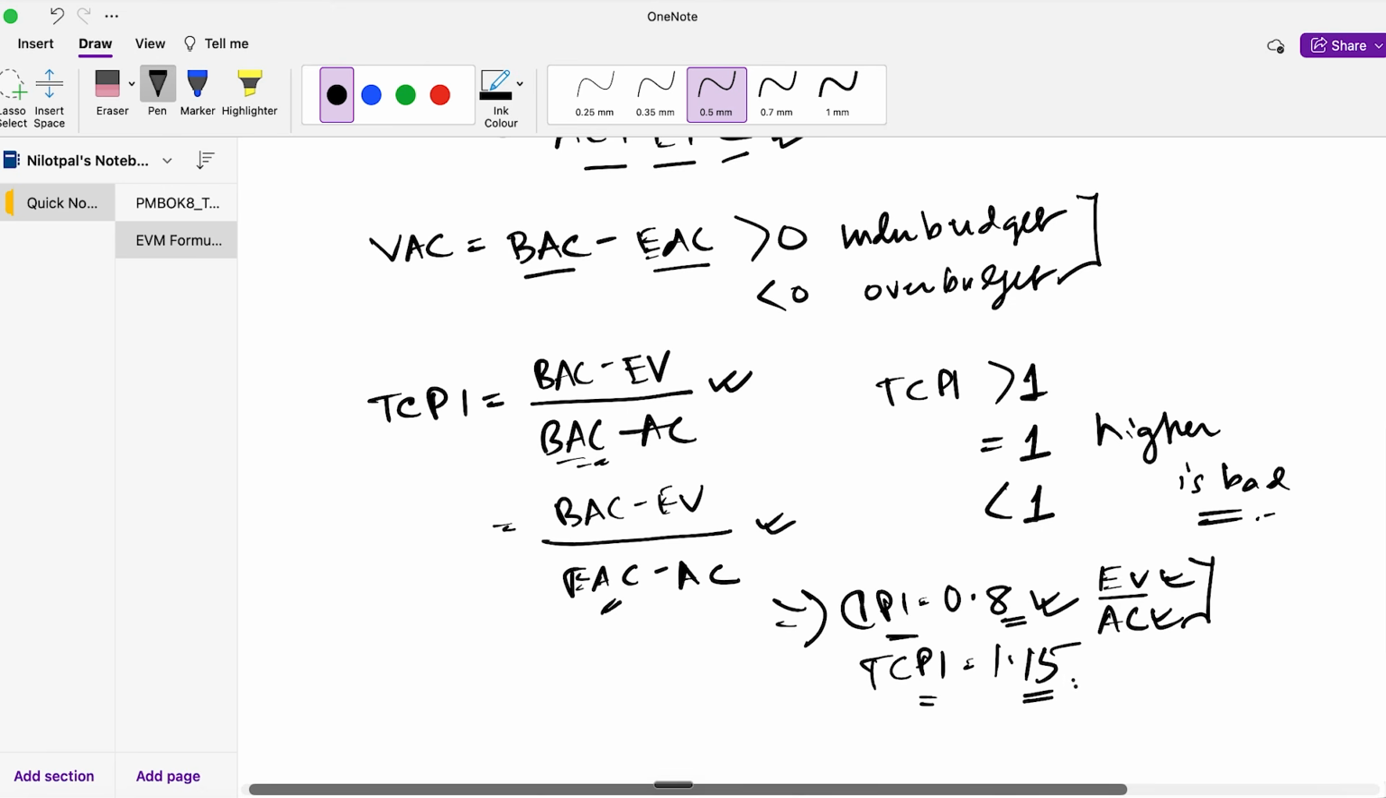And also if your TCPI is 1.15, which means that from today onwards, you need to earn 1.15 pounds as part of your earned value for every £1 spent. Okay, so that's 15% on top, which means that it's a tricky situation for your overall project.